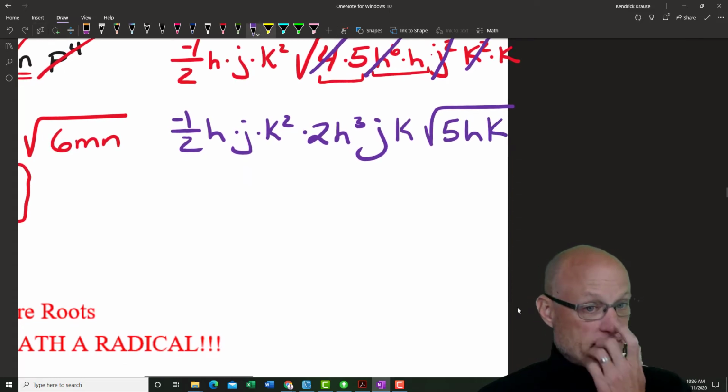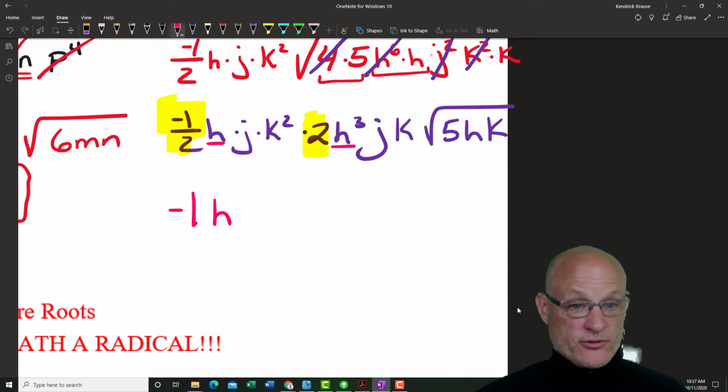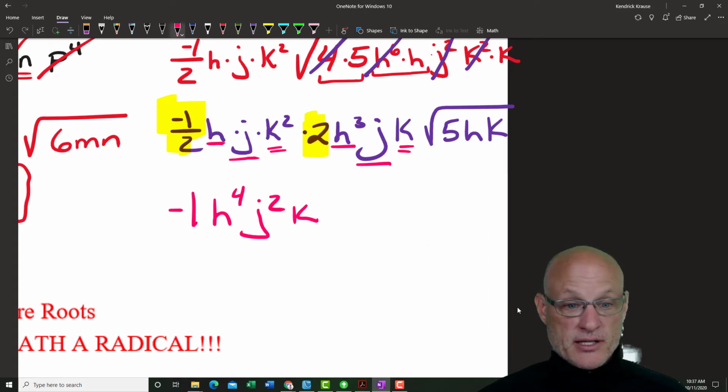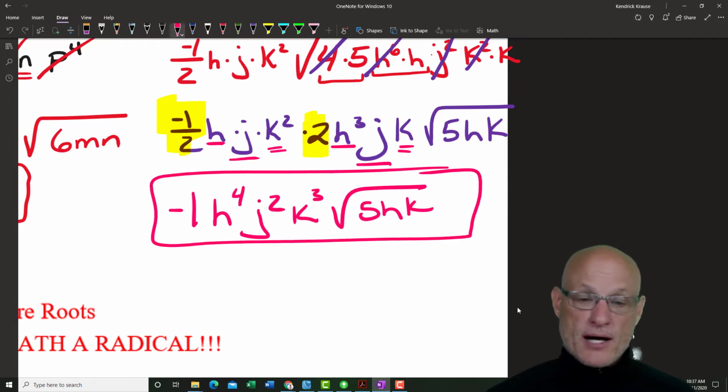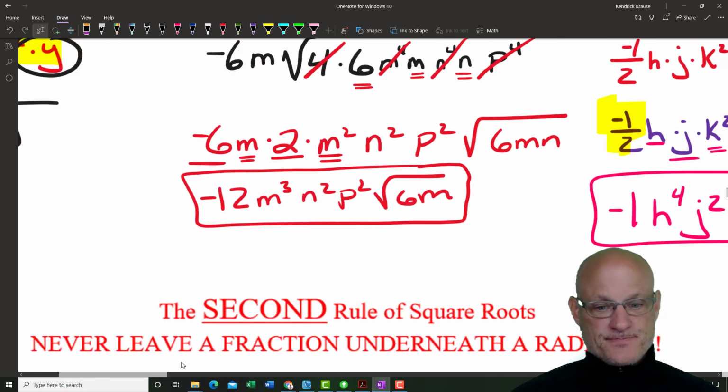All right, let's put all this together. 1/2 and 2 go together. It's actually negative 1/2 times positive 2 is negative 1. Don't have to put a 1 there if you don't want. H and h cubed is h to the 4th. And then j and j make j squared. And then k squared and k make k cubed. Square roots of 5hk. Holy crapola. All right, so that's that.